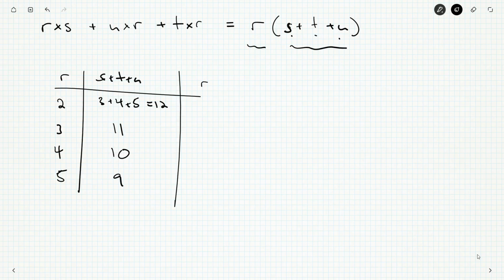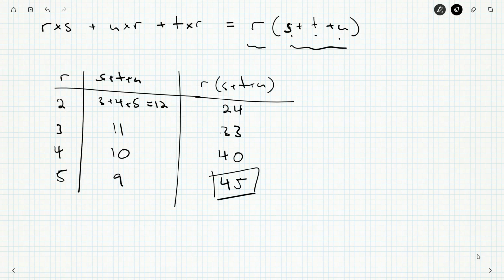And so now what is this product? Well, we only have the 4 cases to work with. 2 times 12, 24. 3 times 11 is going to be 33. 4 times 10 is 40. And 9 times 5 is 45. Okay? So, there we go. Our answer is going to be 45. That's as big as we can make it.